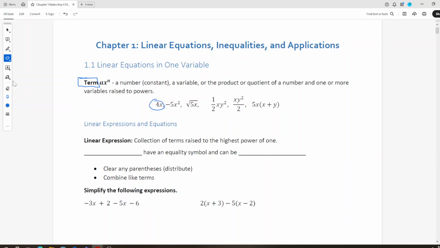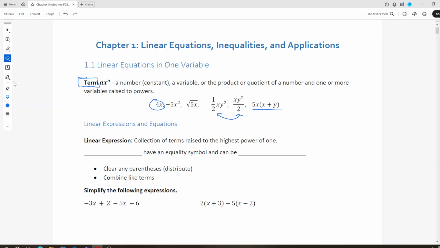They can also have things like square roots. They can also be multiplying by a half, which is the same as dividing by 2. So getting used to that these two terms are the exact same, just written in a different format. And the one that usually kind of gets people is this one. This is an example of a term because everything's multiplying together.